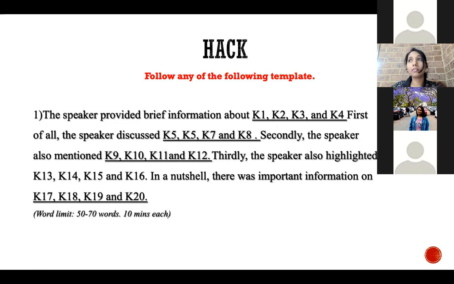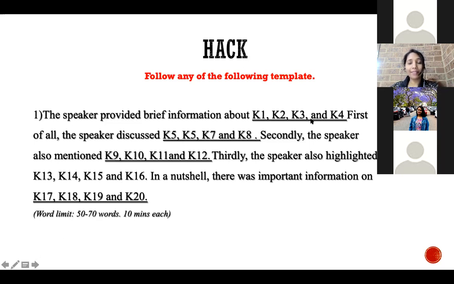Any doubts? No. So we have to put all the keywords in the same place? What do you mean? Oh, just Q1, K2, this was keyword, yeah? This is keyword 1, keyword 2, keyword 3, and keyword 4, like that. So how many keywords do we have to write? So 4 into 5, there are about 20 keywords. Okay. So try to take 20 to 24 keywords.